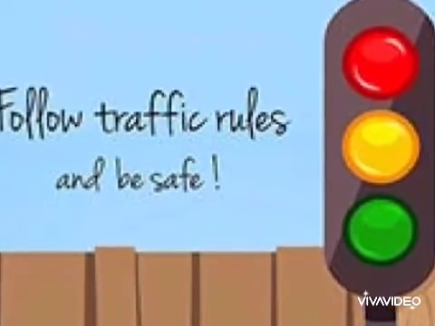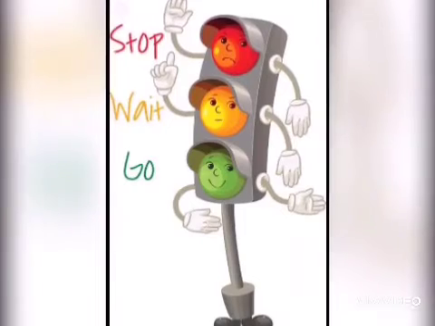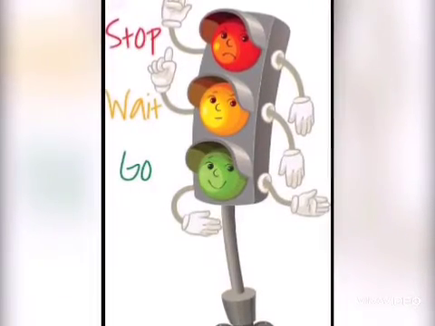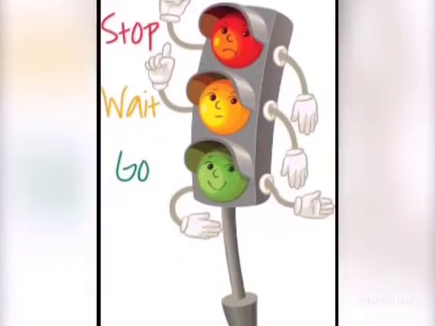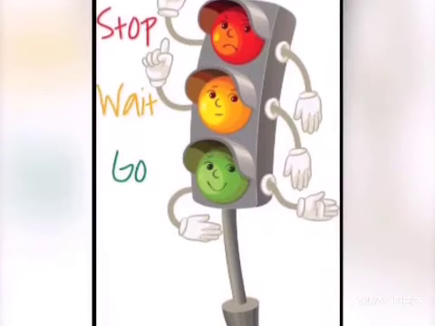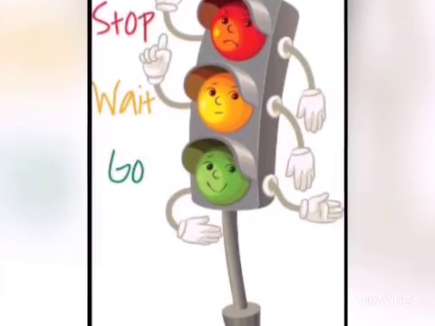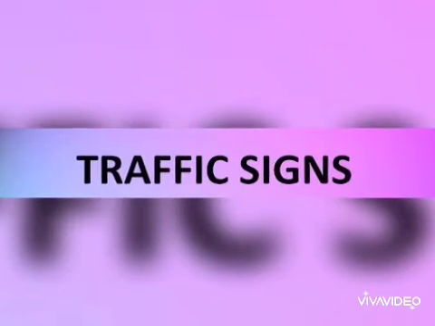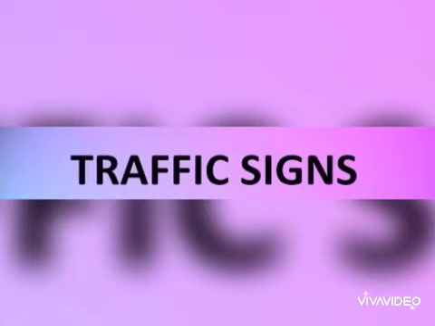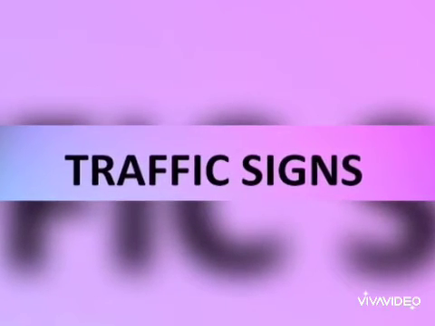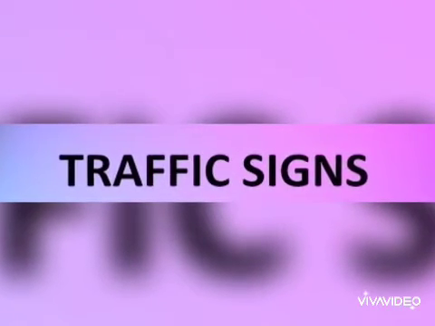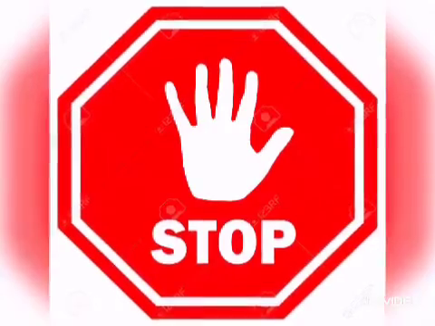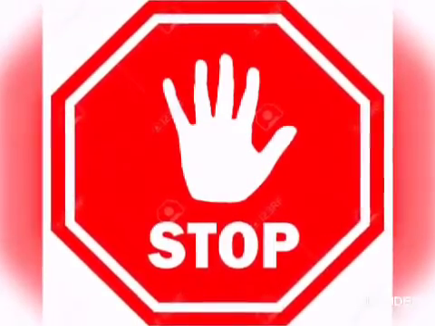There are some meanings for the lights which you see on the traffic post. Red means stop, yellow means wait, and when the light turns green, you are supposed to move. Now there are a few traffic signs which you see on the poles to make you understand what to do.